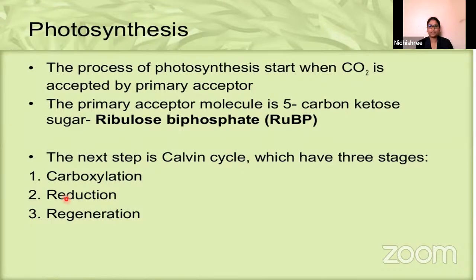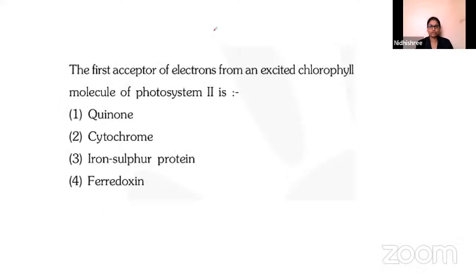Fine. Now, let me ask some questions. Okay, let us move to the questions. I will clarify the network problem if possible. The first acceptor of electrons from an excited chlorophyll molecule of photosystem 2 is quinone, cytochrome, iron sulfur protein, ferredoxin.